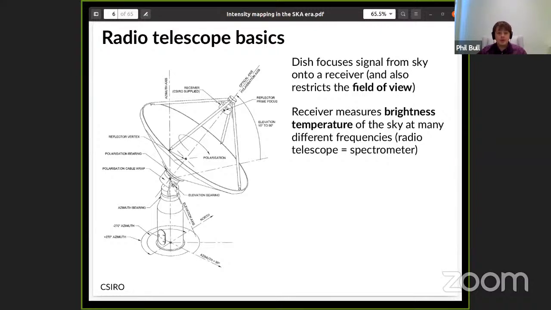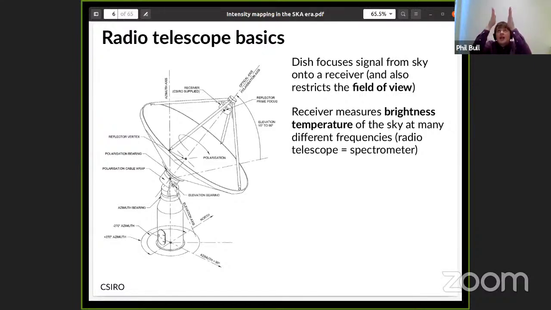So for those of you who haven't come across radio astronomy too much, or haven't spent much time thinking about this, I just want to give you a very, very basic introduction to how a radio telescope works. You've probably seen these things before, but the general idea is you have a dish. It focuses the radio signal from the sky onto a receiver that's normally positioned above the dish. That dish is also like a kind of lens. It restricts the field of view of the receiver.